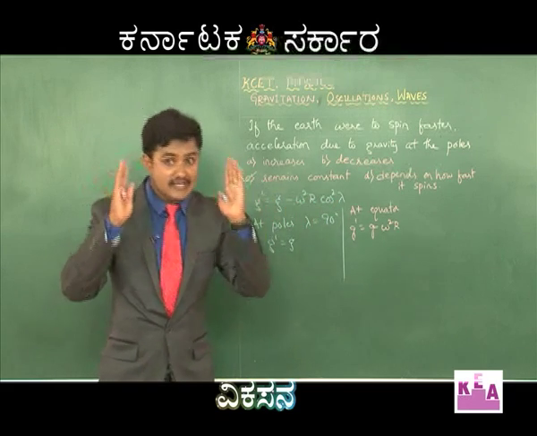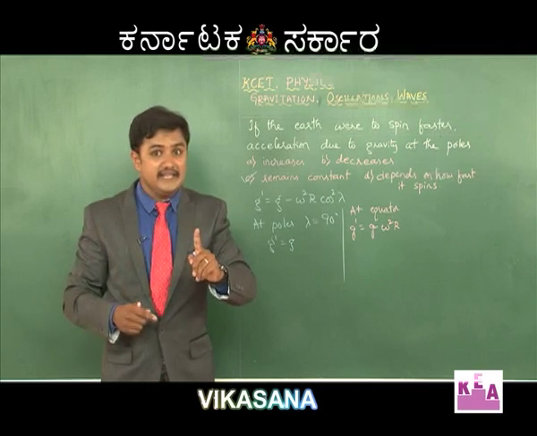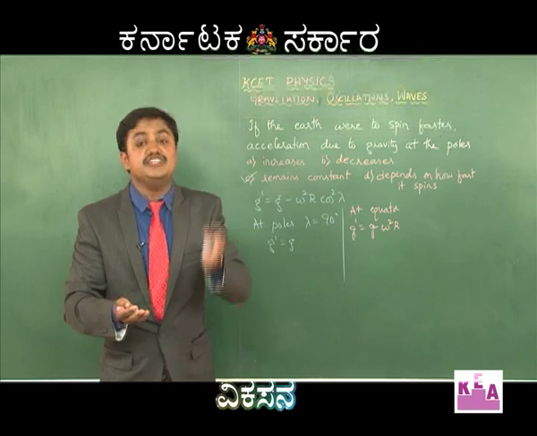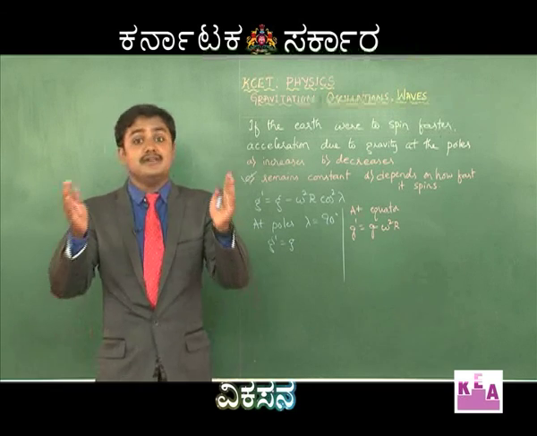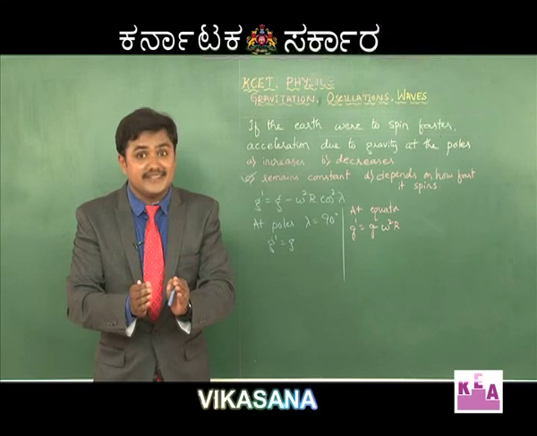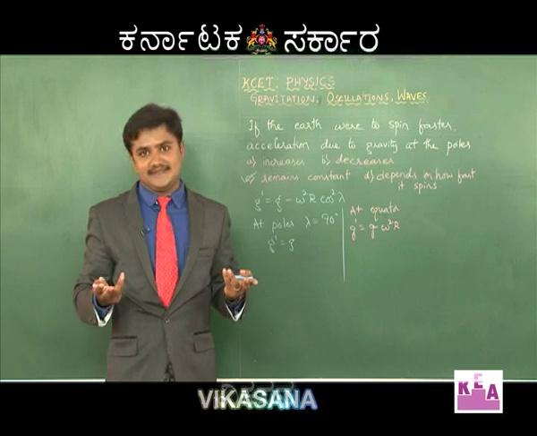Ultimately, students concentrate here. When earth increases its velocity, when earth spins faster, if omega increases, g should decrease. If earth stops rotating, or if earth reduces its velocity, if omega decreases, value of g increases.